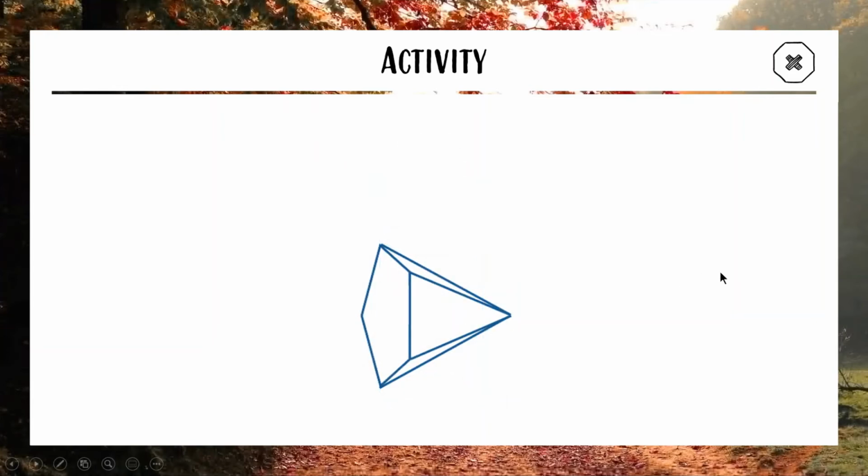Okay, next one. What is your pick? If you are saying pyramid right now, you are correct. That is a pentagonal base pyramid. 1, 2, 3, 4, 5 sides, and then meeting up to a point.